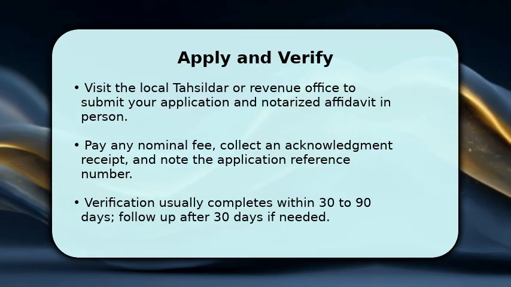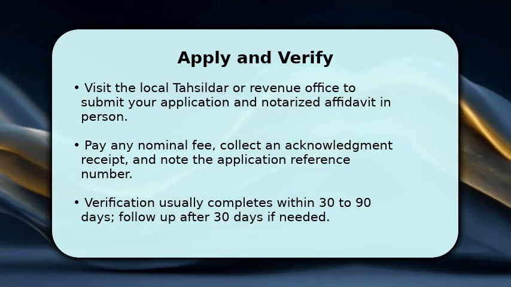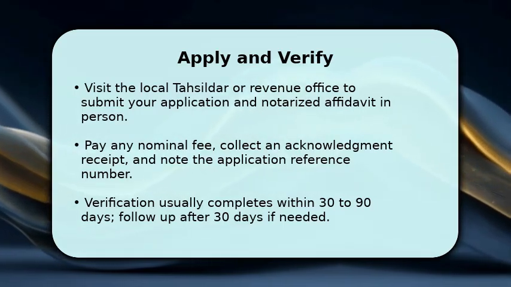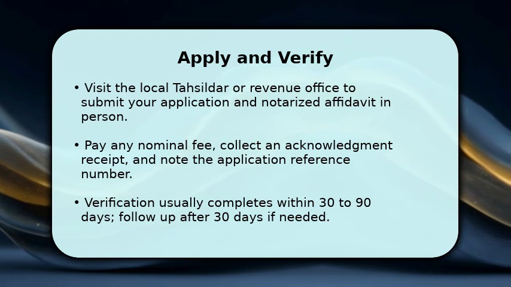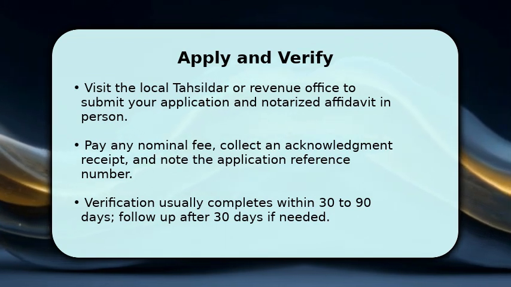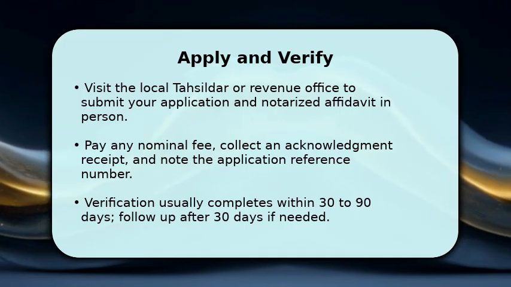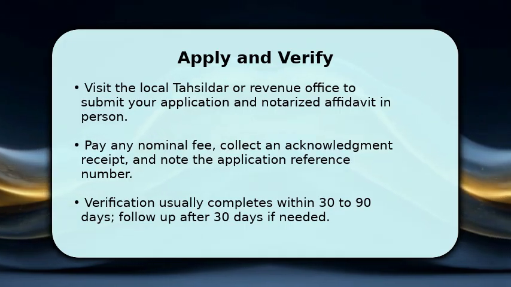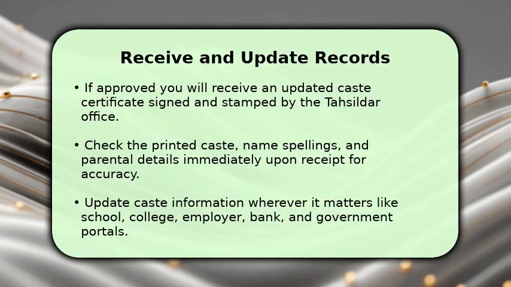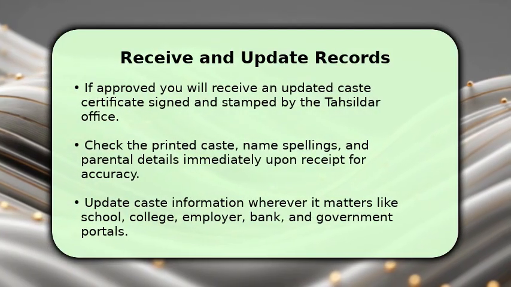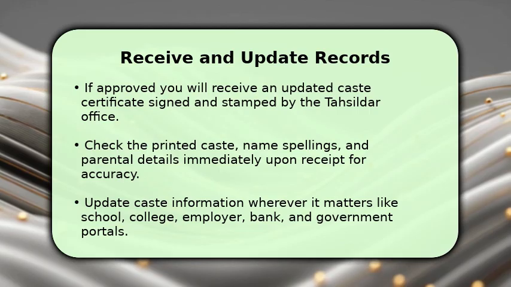The office will conduct verification with local authorities, witnesses, and online databases if available. Verification usually completes within 30 to 90 days. Follow up after 30 days if needed. If approved, you will receive an updated caste certificate signed and stamped by the Tahsildar office.